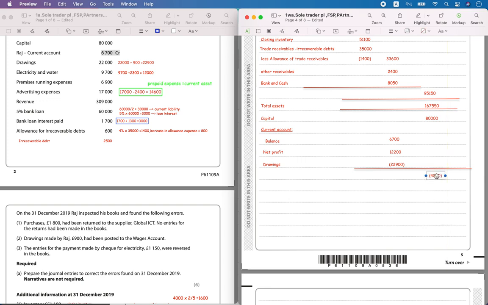Now let's add up capital and this current account balance. Usually, if it was a positive value, you just add capital and this balance, but because it's negative, you subtract: 80,000 minus 4,000 is equal to 76,000.